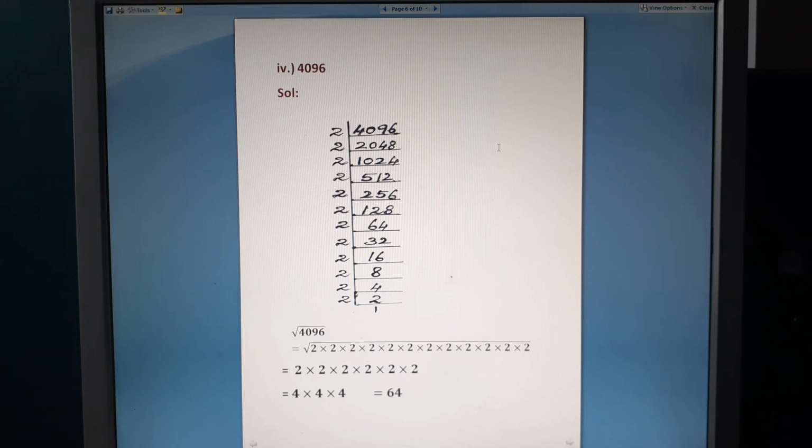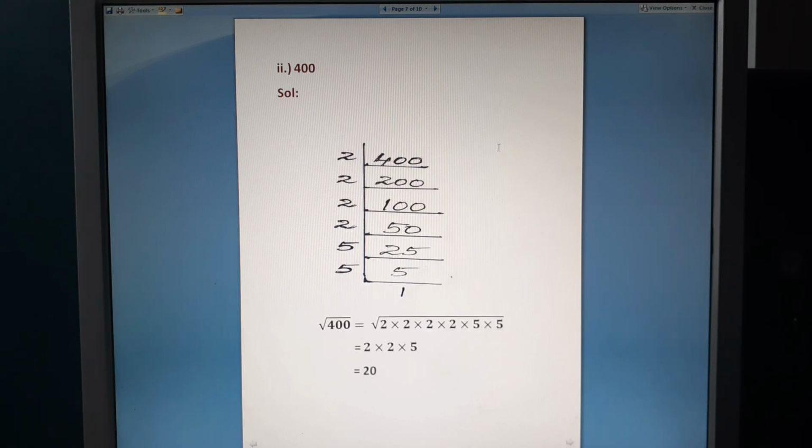Root of 4096 is equal to root of 2 into 2 into 2 into 2 into 2 into 2 into 2 into 2 into 2 into 2 into 2 into 2. That is equal to 2 into 2 into 2 into 2 into 2 into 2. That is equal to 4 into 4 into 4. 4 4s are 16. 16 4s are 64. Therefore, root of 4096 is equal to 64.